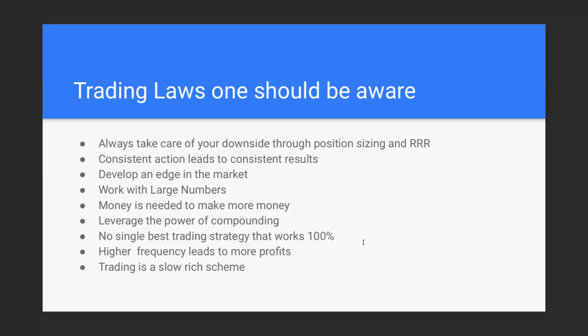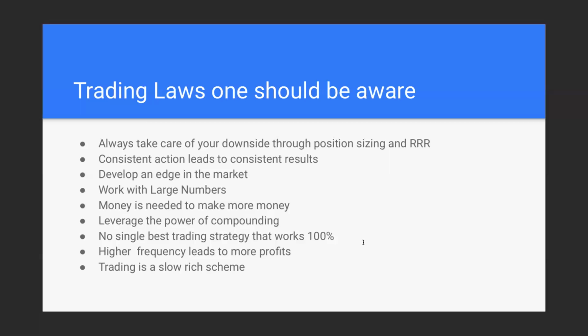Third one is develop an edge in the market. Remember, I said that it is enough as a trader if you just have an edge of at least 51%. That means even if you fail 49% of the time, if you win 51% of the time, you will still be making money. So you need to develop an edge. That is where the systems we talked about last week, the frameworks, come into the picture. This one should beat in all kinds of market conditions.